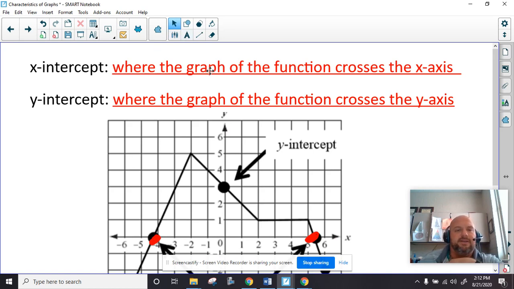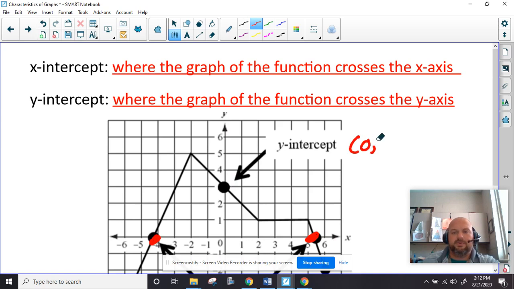An x-intercept is where the graph crosses the x-axis. Remember, the x-axis is your horizontal. And the y-intercept is where it touches your y-axis. Right here, we have a y-intercept at this point. This is at (0, 3), because we didn't go left or right. All your y-intercepts will have a 0 and then whatever it is, okay?